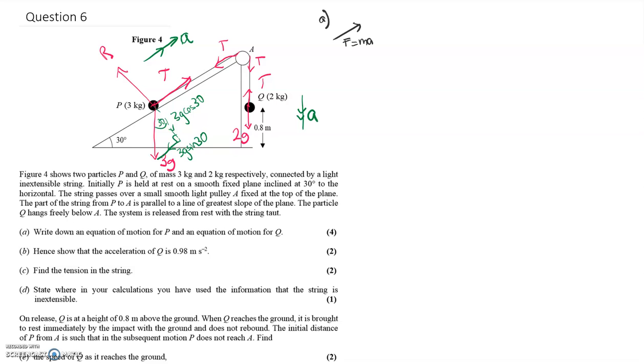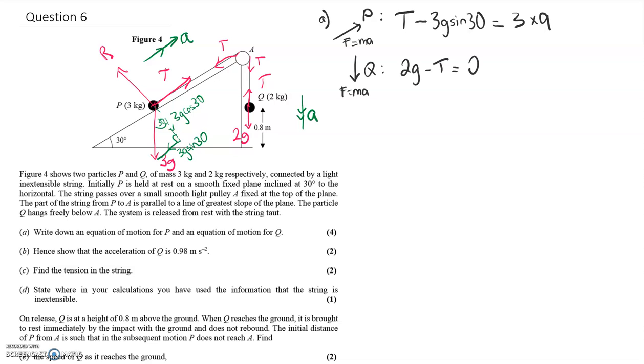So let's do F equals ma first of all for P. We've got T, and then we've got minus 3G sine 30 equals its mass, which is 3 times A. Right, we do the same thing for Q. We do F equals ma. We have 2G minus T equals 2A. So that's all we had to do for part A.